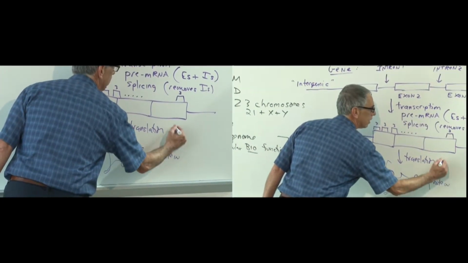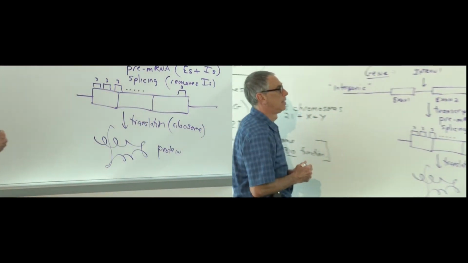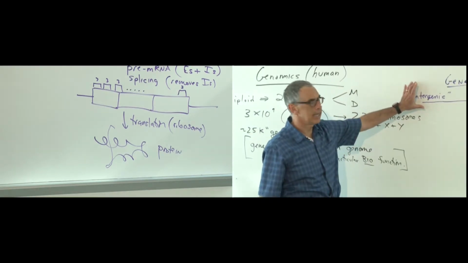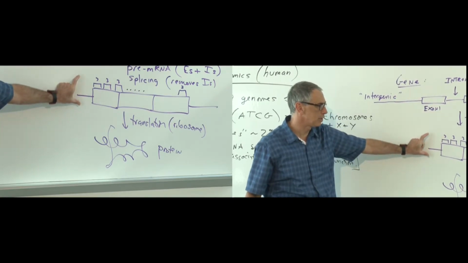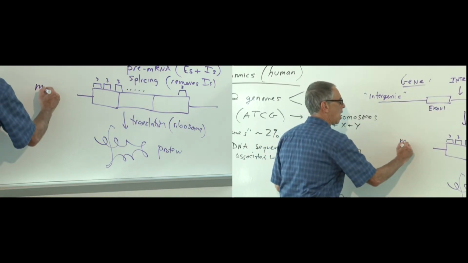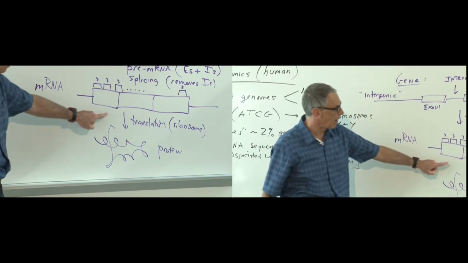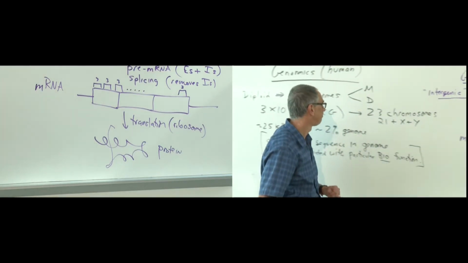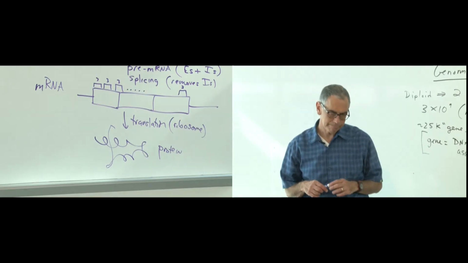And of course, the translation happens at the ribosome. So that's a quick review of how genes in DNA get transcribed to messenger RNA, first pre-mRNA, then spliced into the mRNA, messenger RNA. The messenger goes to the ribosome and through translation gets translated into a protein. 25,000 or so of those.